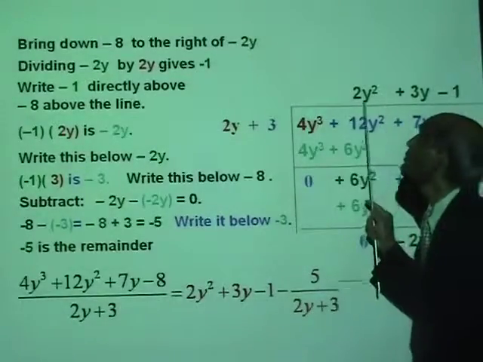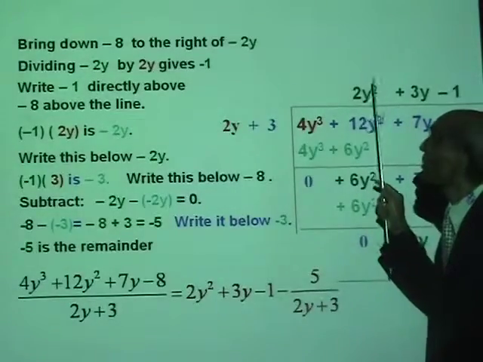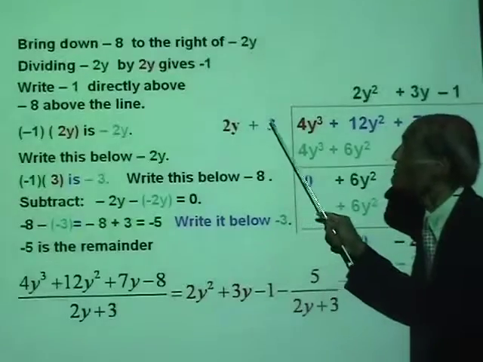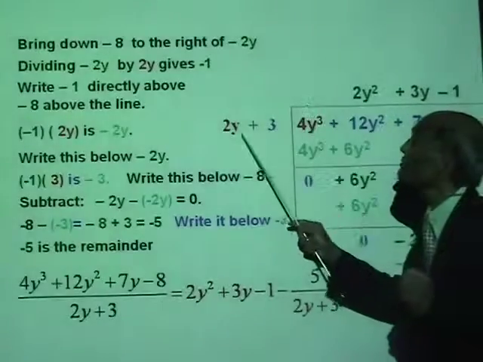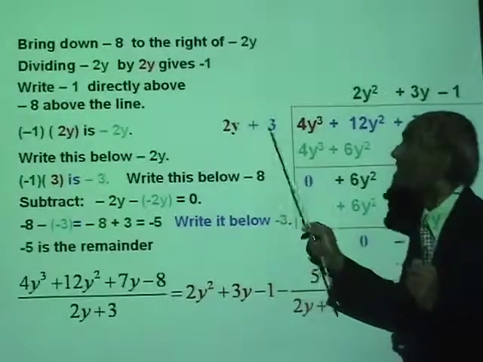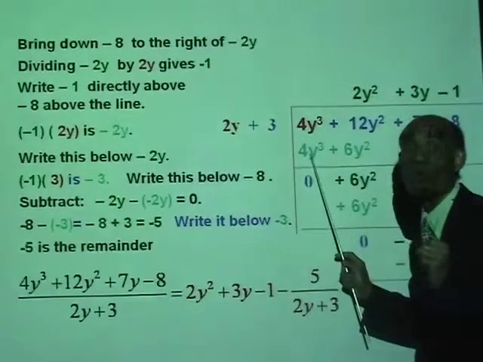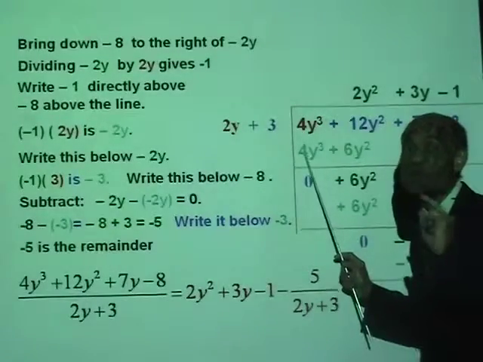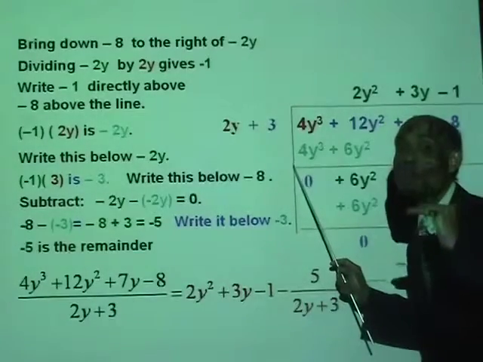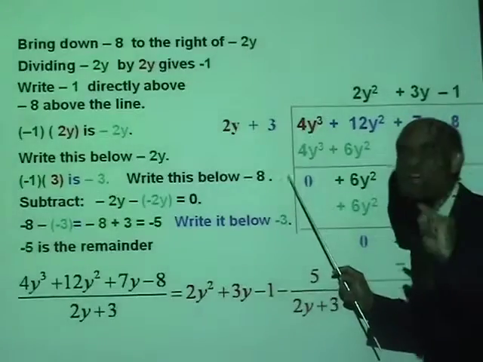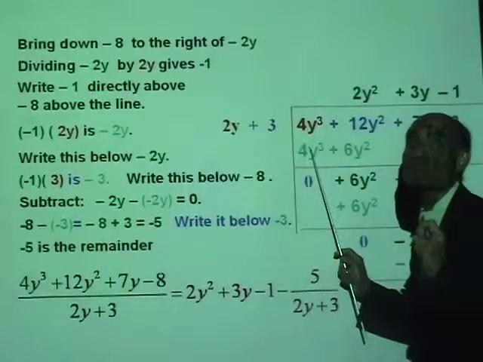Okay, what do you do with that 2y squared? Multiply this 2y squared with each of the terms of the divisor. 2y squared multiplied by 2y is 4y cubed. Write that below 4y cubed. Now what is the clue I gave you? Always the term coming below the first term will be the same term. You see 4y cubed below the 4y cubed.